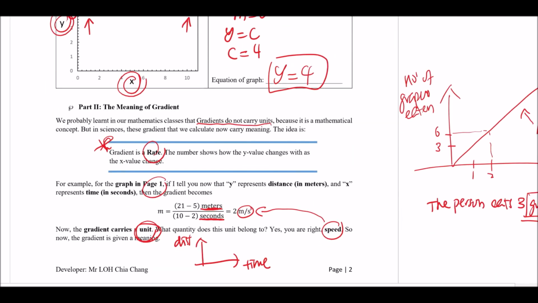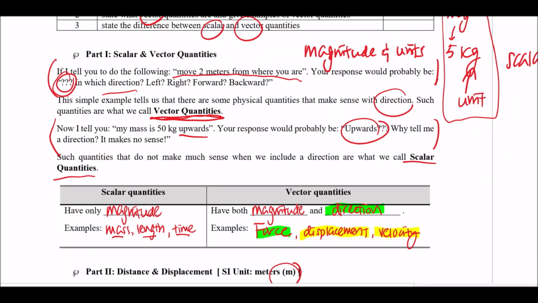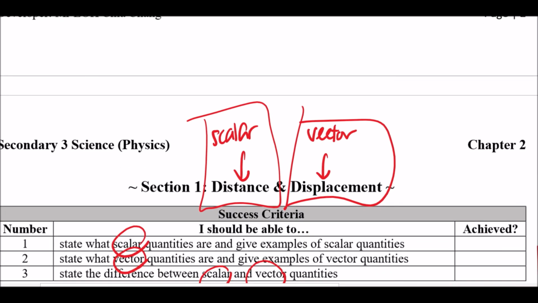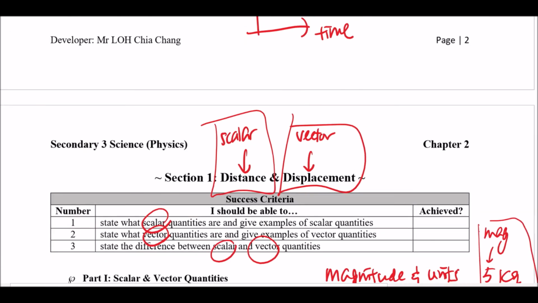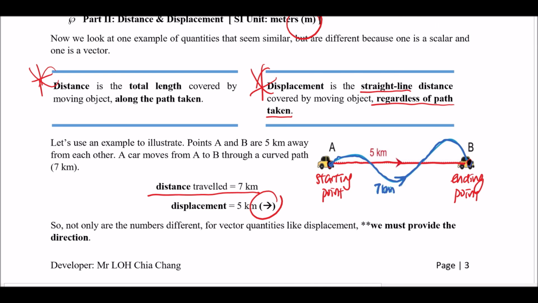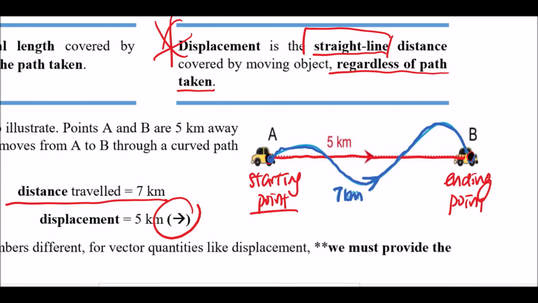We then move on to talk about scalar and vector quantities. Remember that for vector quantities, I need a direction, but scalar doesn't require a direction. So for the case of distance versus displacement, distance is the scalar, while displacement is a vector, the vector cousin of distance. But we also learned that displacement is not just distance with a direction, but rather displacement is the straight line distance from the starting point to the ending point, regardless of what path is taken.